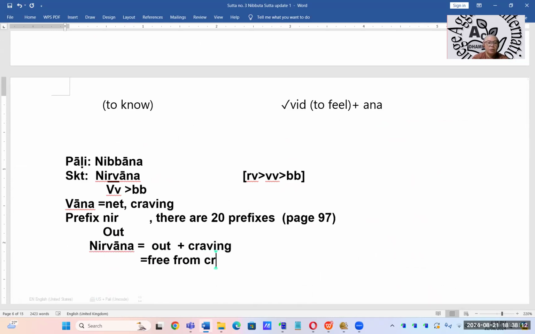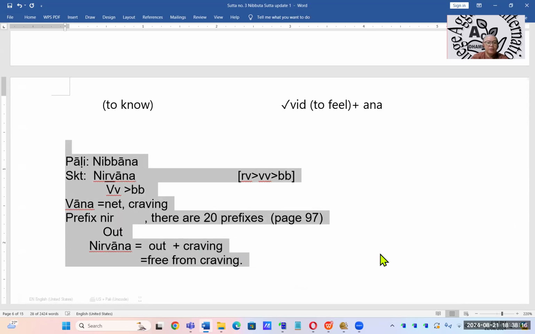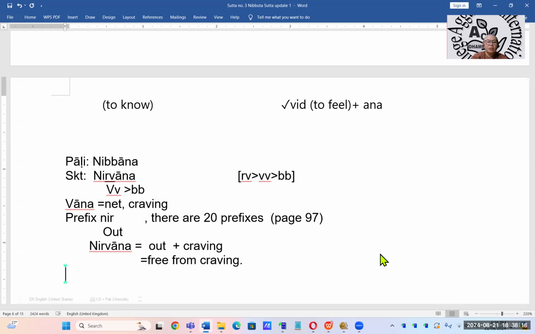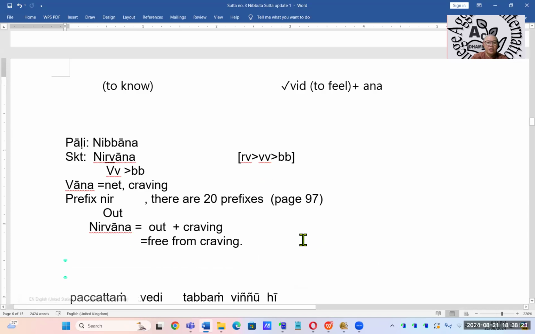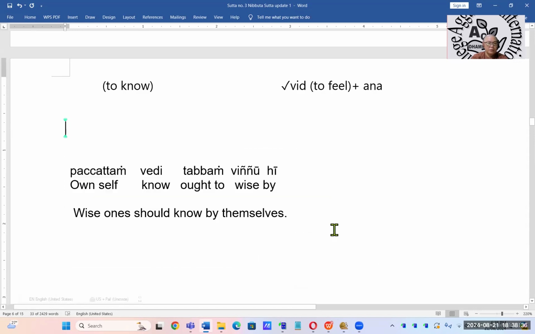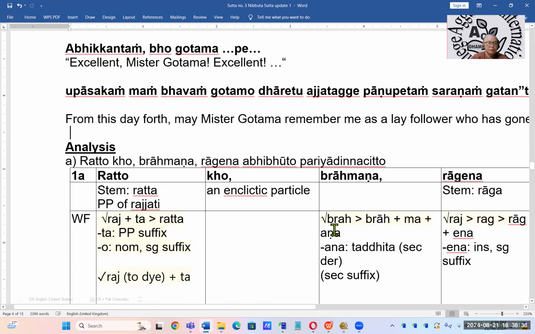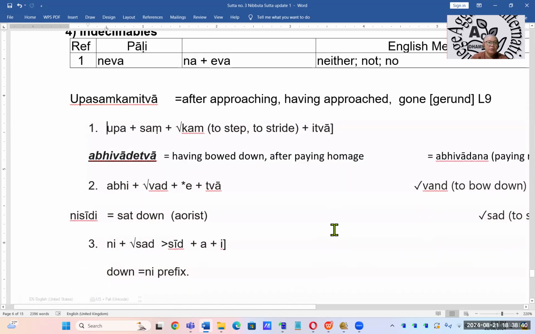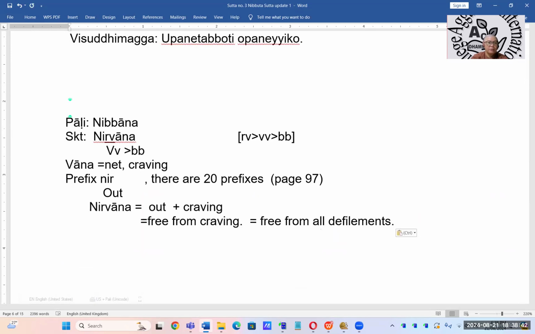So if people ask you what is nirvana, for example in Theravada Buddhism, nirvana's direct translation is free from craving. If you want to interpret further, it is free from all defilements. Okay. So I copied it down and put it down here. Sorry, the notes were going up and down.